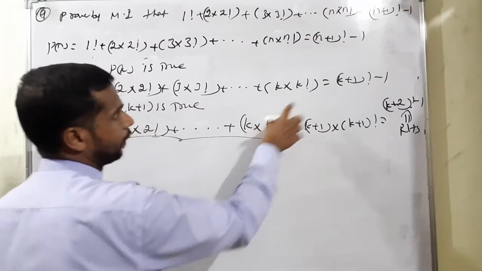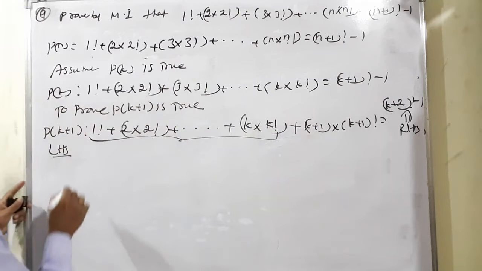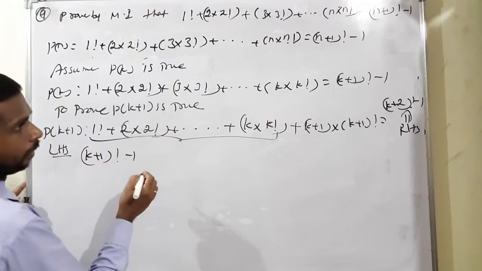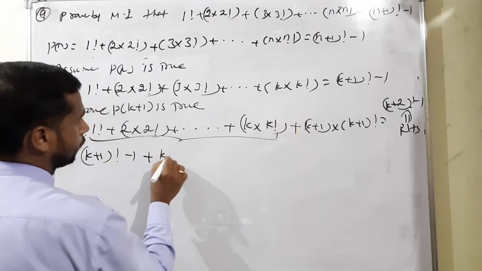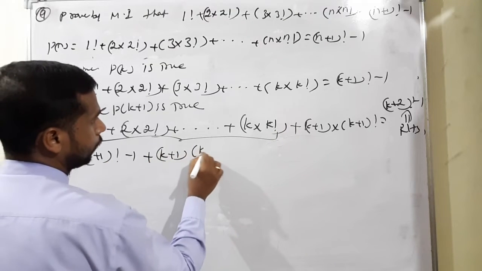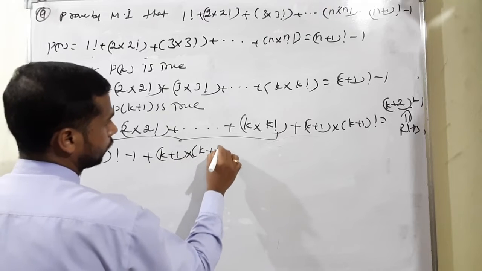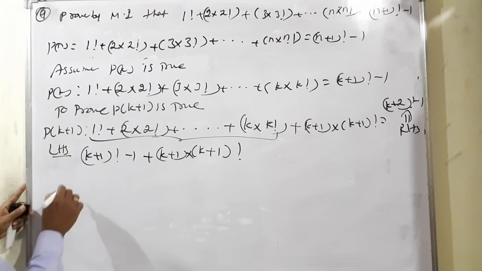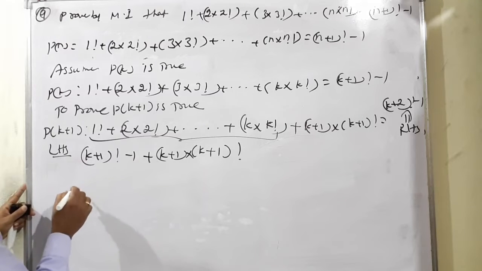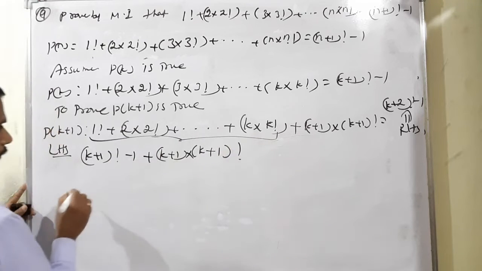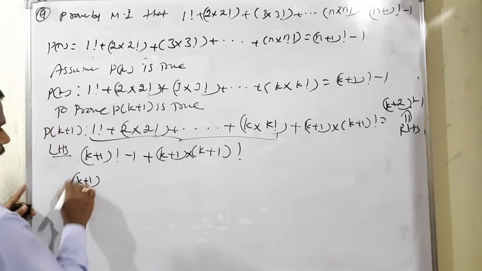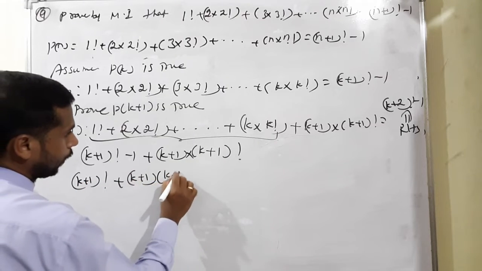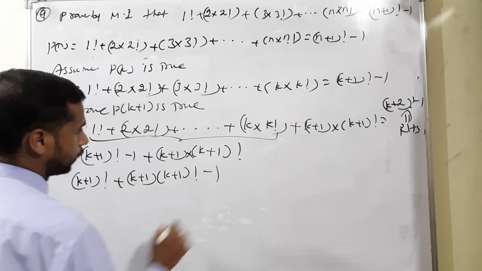Instead of k into k factorial, we write (k + 1) factorial minus 1, then plus (k + 1) into (k + 1) factorial. Take the common (k + 1) factorial outside. Otherwise minus, we have to write it first, friend. What will happen? (k + 1) factorial plus (k + 1) into (k + 1) factorial, then minus 1.